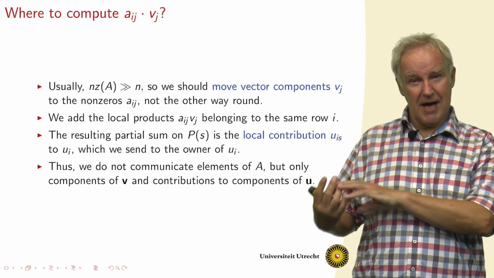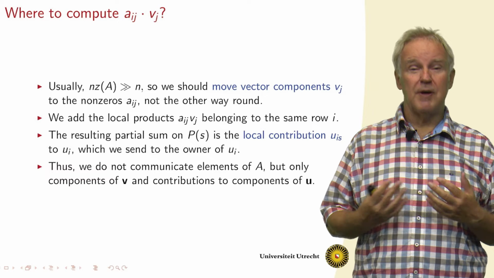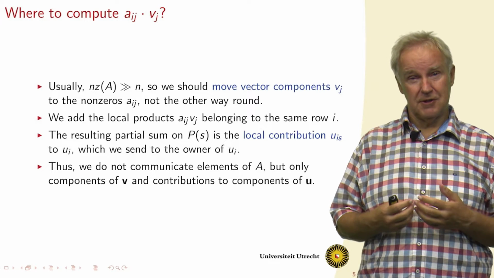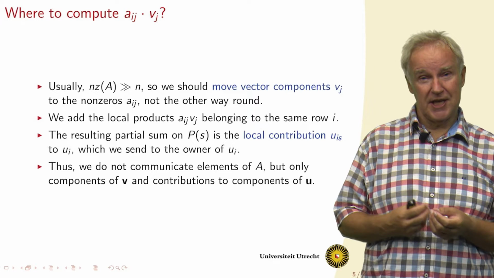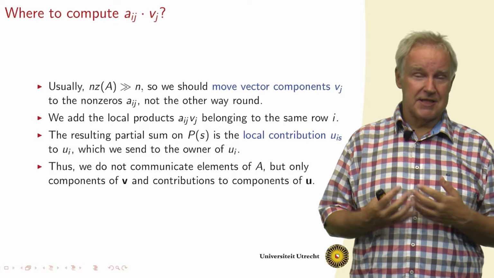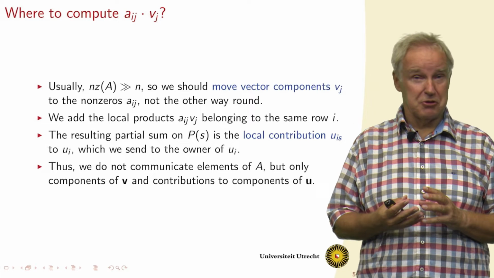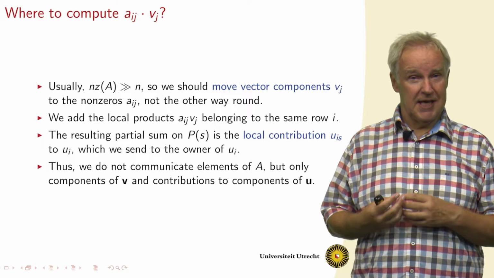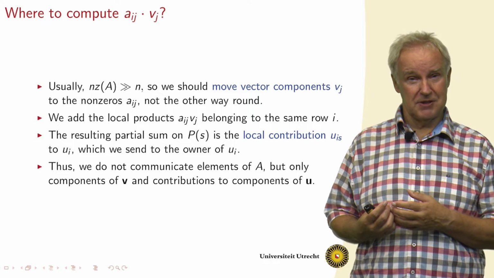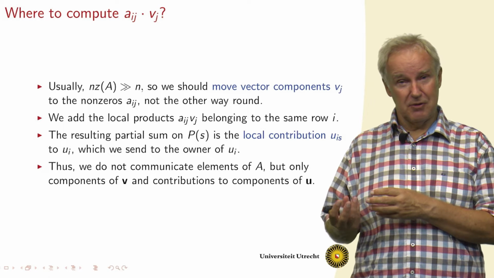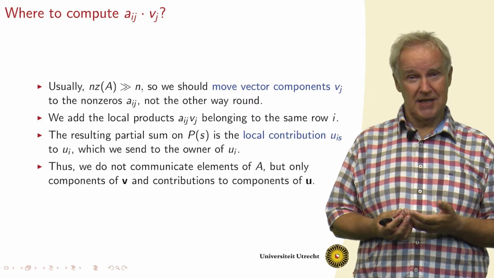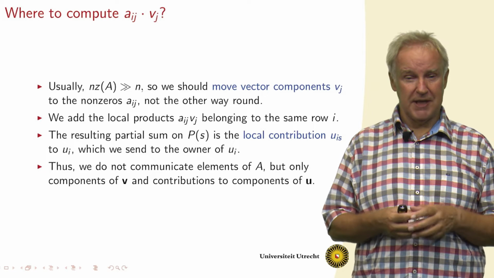The question now, after the distribution, is where do we compute the multiplication of Aij and Vj, of the non-zero of the matrix and the vector components. Since there are many more non-zeros usually than vector components, it makes sense not to move the non-zeros, but to move the vector elements. So we bring the vector element Vj, we transfer it to the processor that owns Aij, and then we perform the multiplication there.